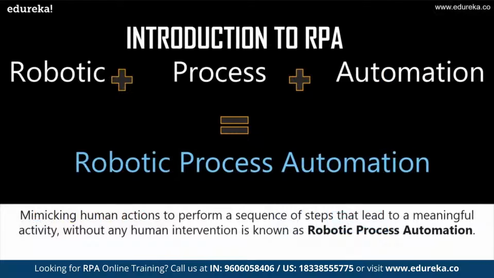So if we summarize all these three terms together, then mimicking human actions to perform a sequence of steps leading to a meaningful activity without any human intervention is said to be robotic process automation. So I hope the definition was clear to you guys.